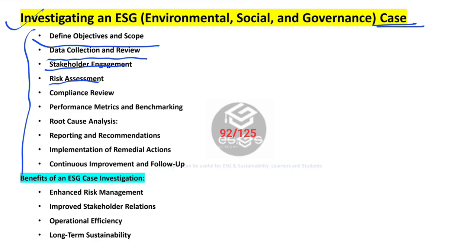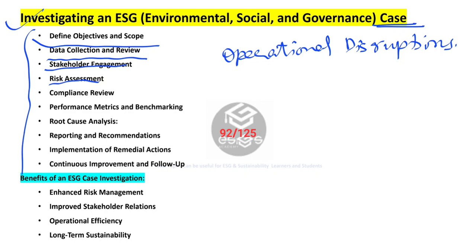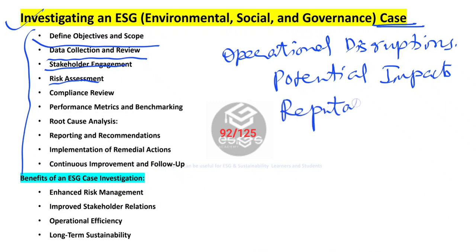The next comes risk assessment. We identify ESG risks, we evaluate potential risks associated with the case, such as regulatory non-compliance, reputational damage, and also operational disruptions. Then we go for materiality assessment. We prioritize ESG issues based on their potential impacts on the company's operations and stakeholders, and also very importantly, impact on reputation of the organization.